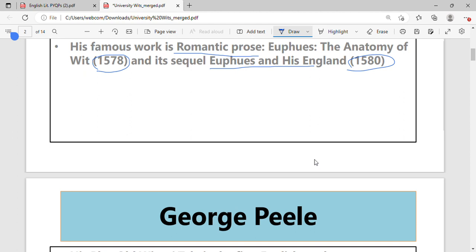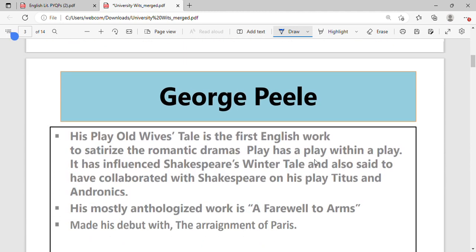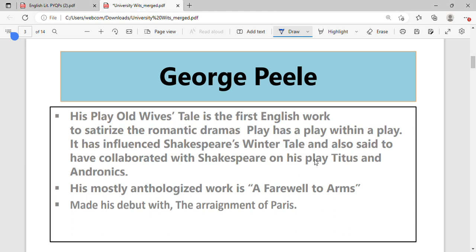Okay, and this is what you have to remember. Most of the time, these are the two questions which are formed. Right? You have to know his works' dates and what work he has written. What does Euphues mean? It is a very refined way of talking. That's what Euphues means, a very rhetorical way of communication.